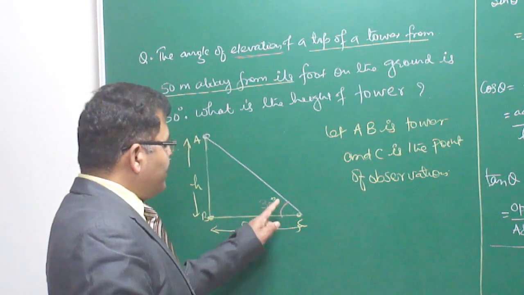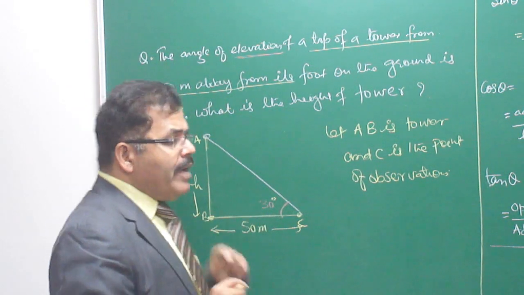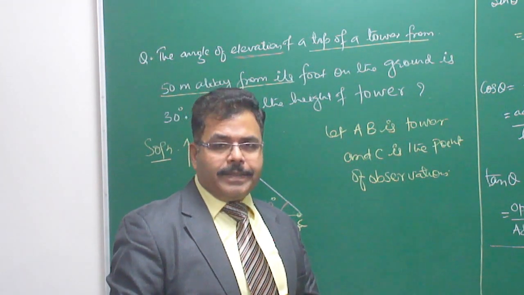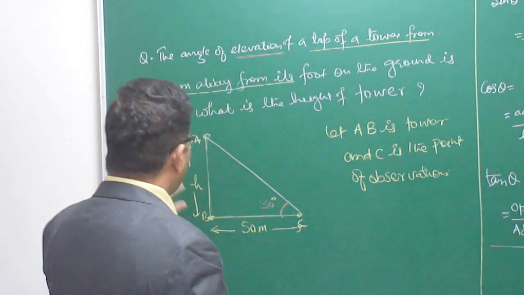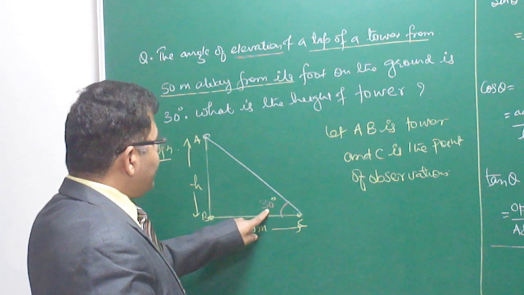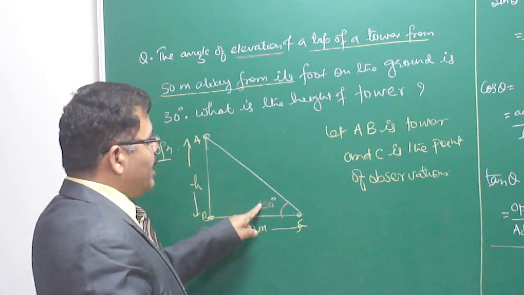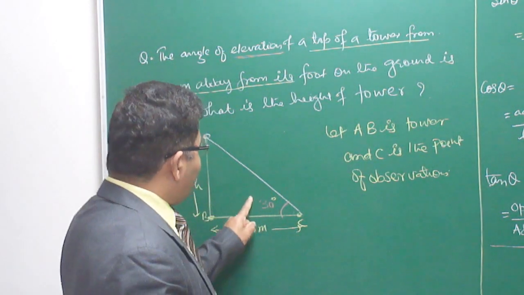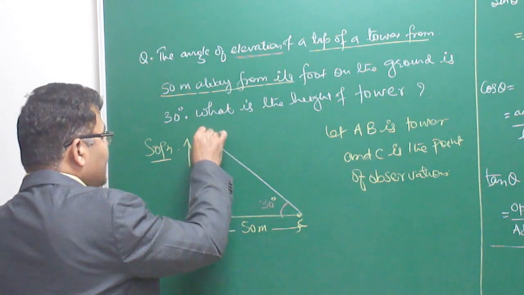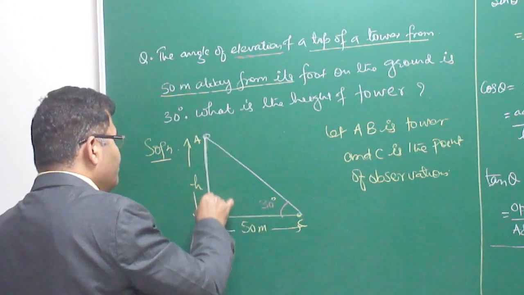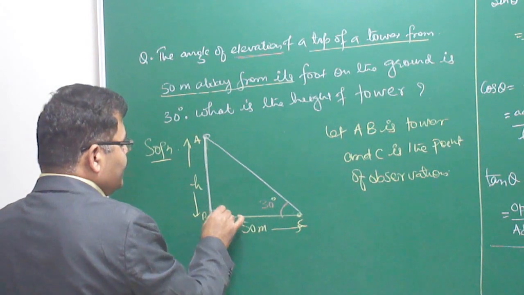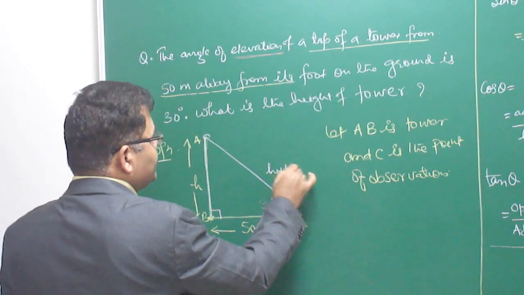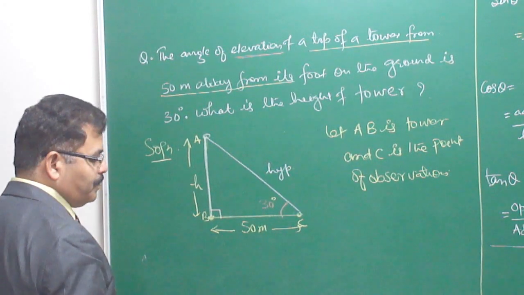So what will be the relation? We have to find the relation which will solve our purpose. What is our purpose? We have to find this height. For this angle, this is the side opposite to the acute angle, so it must be the perpendicular, right? This side must be perpendicular. The side opposite to the right angle is always the hypotenuse. So the remaining side is the base.